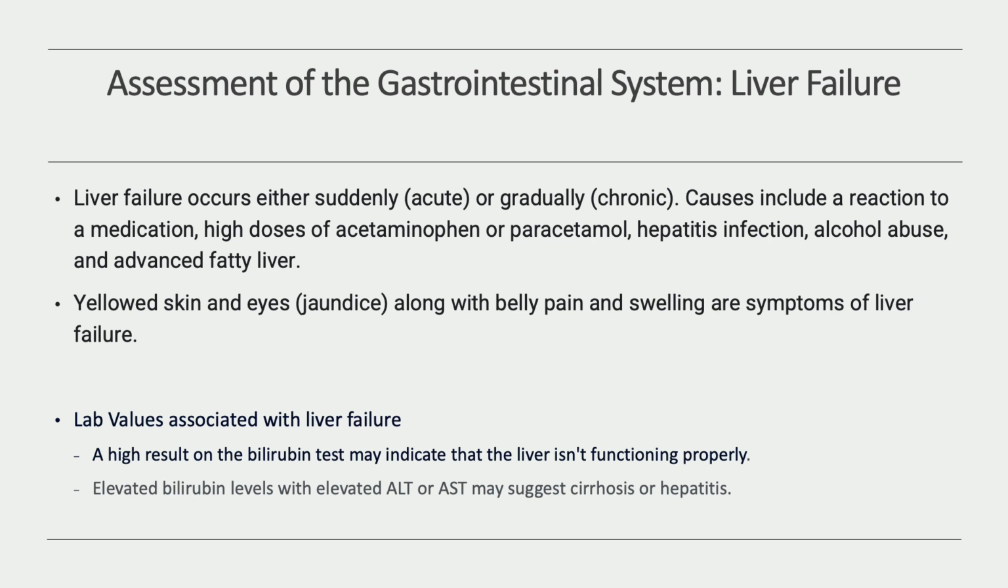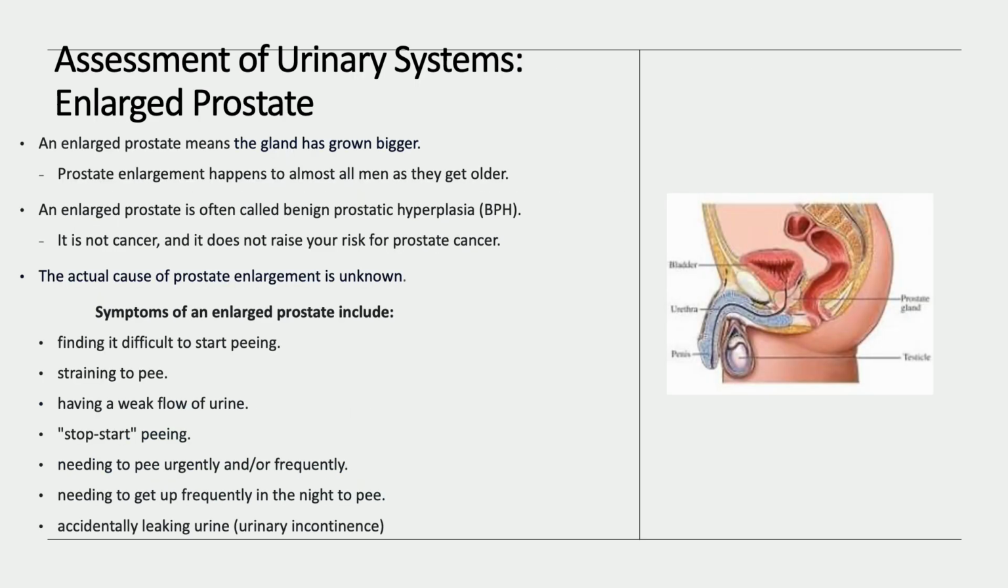So what lab values are going to be associated with liver failure? Well, bilirubin is going to be a big one, but more importantly, we do ASTs and ALTs because that's going to let us know cirrhosis or hepatitis specifically. ALT is usually our go-to. AST is our secondary. So just understand liver failure, what it is, what it causes, what it looks like, and what labs.